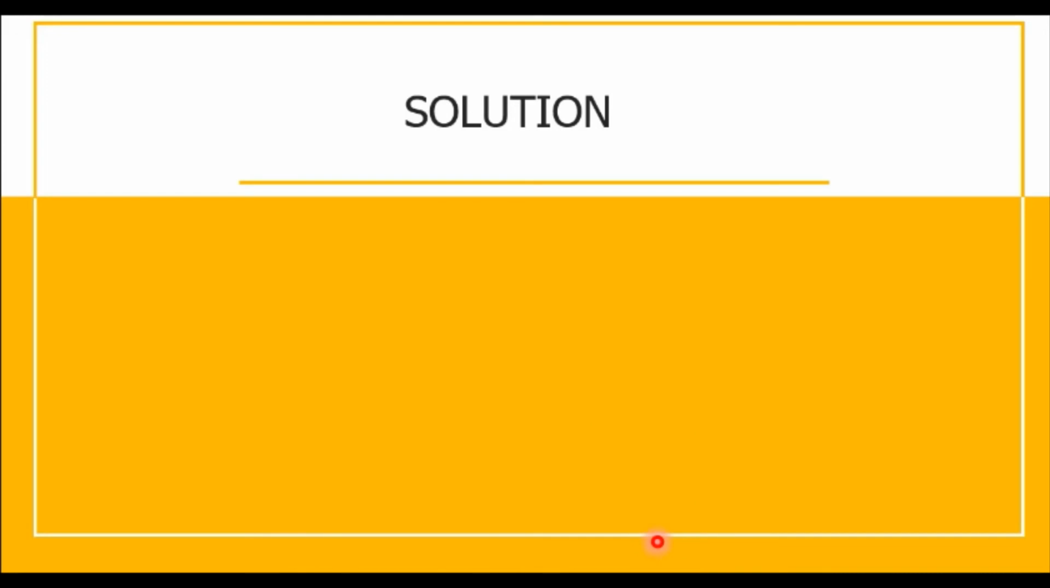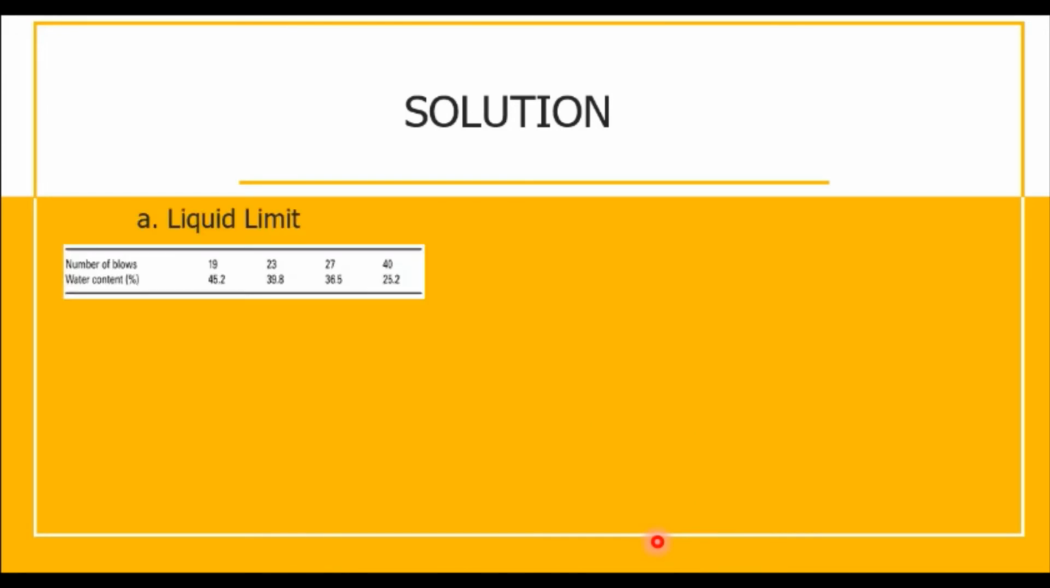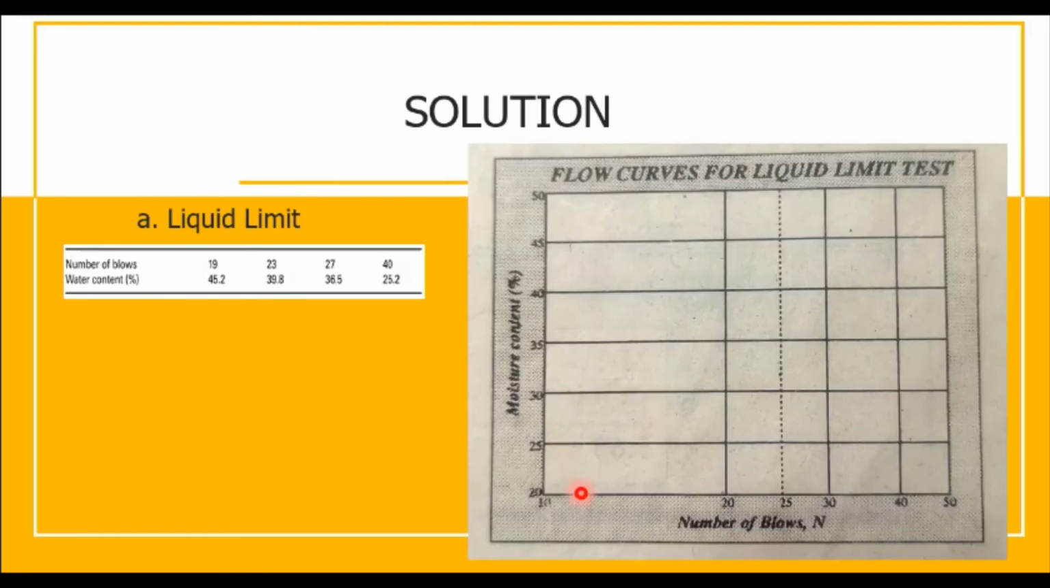So, let us first solve for the liquid limit. We have the results of the liquid limit here, and this is a logarithmic scale. If you will notice, it is not our typical scale with equal spaces. If you look at the table, as the number of blows increases, the spaces get smaller, because this is a logarithmic scale. Only the vertical axis has equal spacing, but along the number of blows, the spaces differ. This is a semi-logarithmic scale.